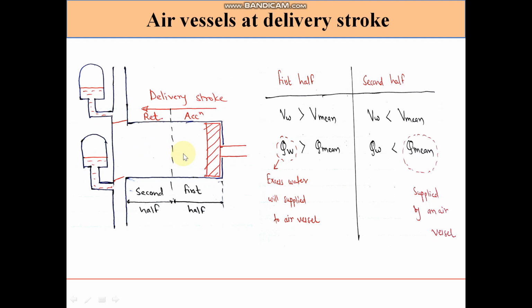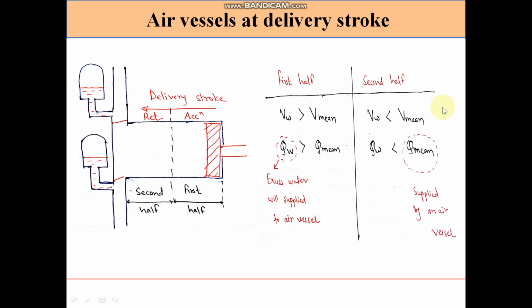In the second half, piston retards, so water retards. Its velocity should be less than the mean velocity. Therefore, discharge of water in the delivery pipe up to here should be less. As discharge decreases, pressure at entrance of air vessel should also decrease. So air which was compressed earlier in the first half now imposes force on the water, and that's why water with high pressure is delivered from the air vessel. So discharge from the air vessel is now supplied to the delivery pipe.